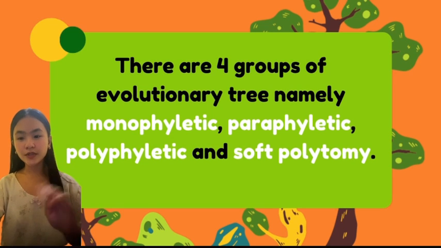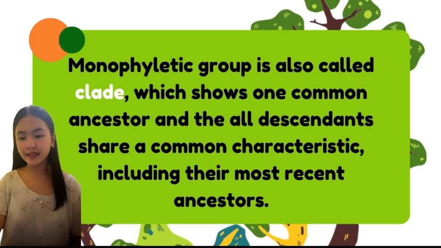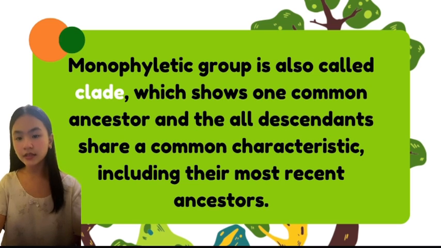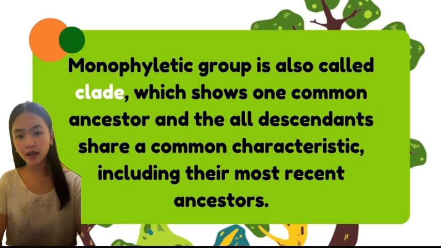There are four groups of evolutionary tree, namely monophyletic, paraphyletic, polyphyletic, and soft polytomy. First is the monophyletic. A monophyletic group is also called a clade, which shows one common ancestor and all descendants share a common characteristic, including their most recent ancestors. In short, a monophyletic group is a group of organisms that share a common ancestor.